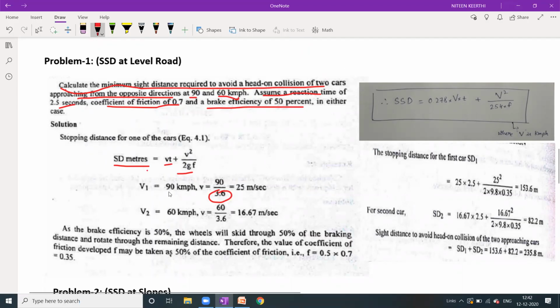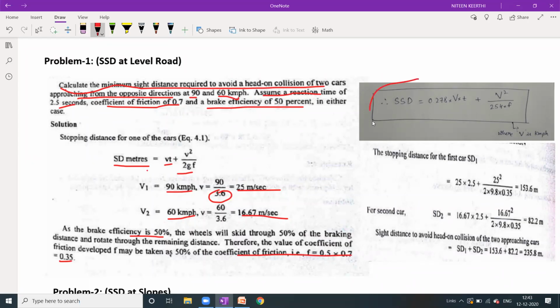So similarly, 90 kmph in meter per second, I am getting 25 meter per second. For 60 kmph, I am getting 16.67 meter per second. As brake efficiency is 50%, the friction between the vehicle tire and the road surface should be taken as half. That is 0.5 into 0.7, that is 0.35, for both the speeds.